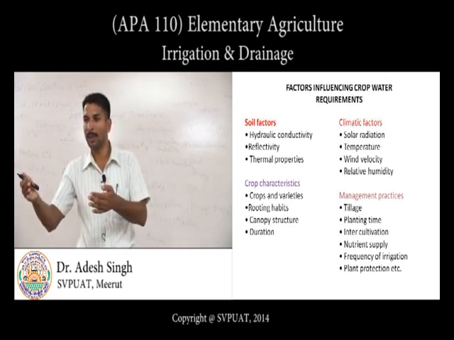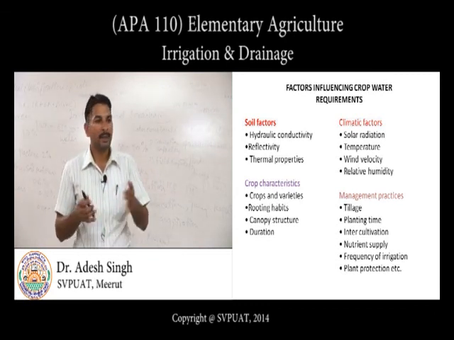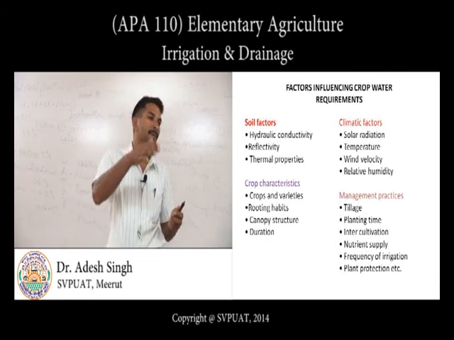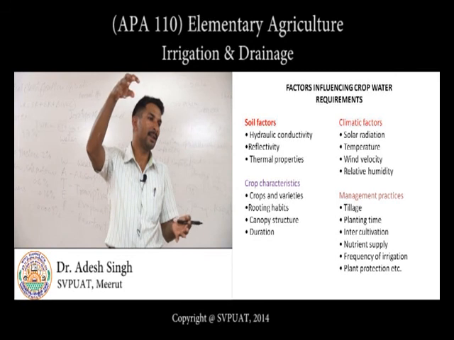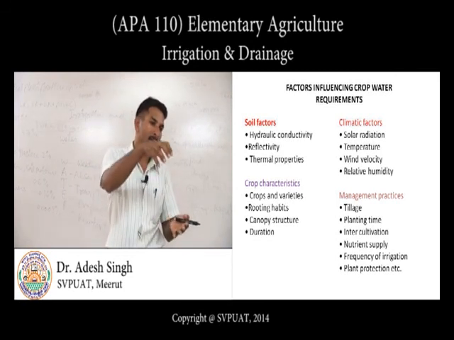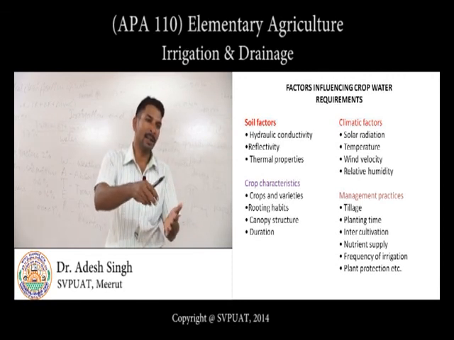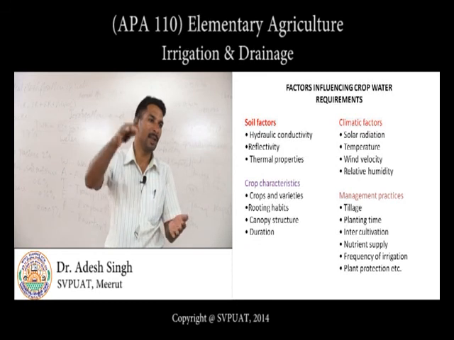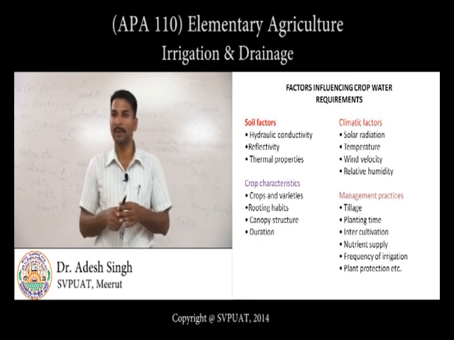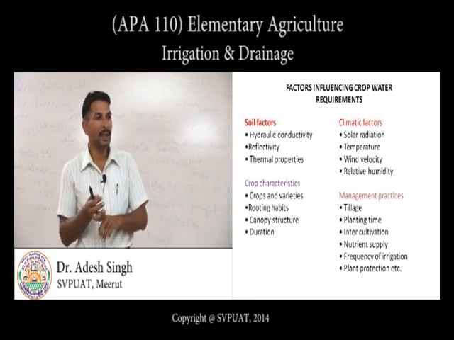Certain varieties have more water requirement in the same crop as compared to other varieties. Certain soil factors are also involved. For example, reflectivity: if the soil is clayey, then whatever sun rays are received over the surface can be absorbed in different quantity, and the radiation which is transmitted back from hitting the ground surface will also vary.